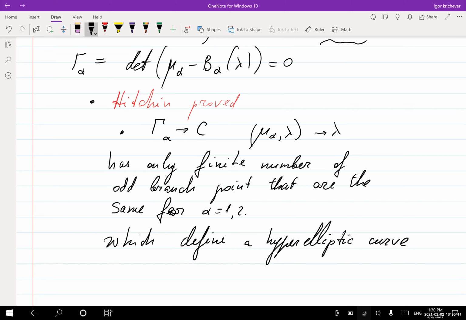So for any solution to the O4 model, you may assign a hyperelliptic curve of finite genus and a certain divisor on it. By definition, for each point on this curve, which he called the spectral curve, there is a one-dimensional space of solutions to the eigenvectors for these matrices B. And this line bundle corresponds to a certain divisor.